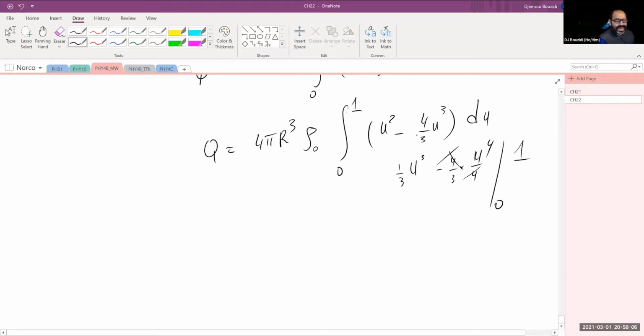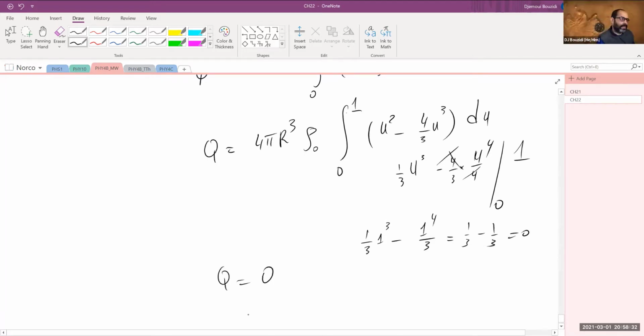So this is a number. At the end it is going to be a number, because we took care of all of the R's outside. All of the constants are going to be outside. So this is going to be 1 over 3 times 1 cubed minus 0 minus 1 to the power 4 over 3, and this is going to be equal to 1/3 minus 1/3, and the whole thing is 0. So Q enclosed is exactly 0.